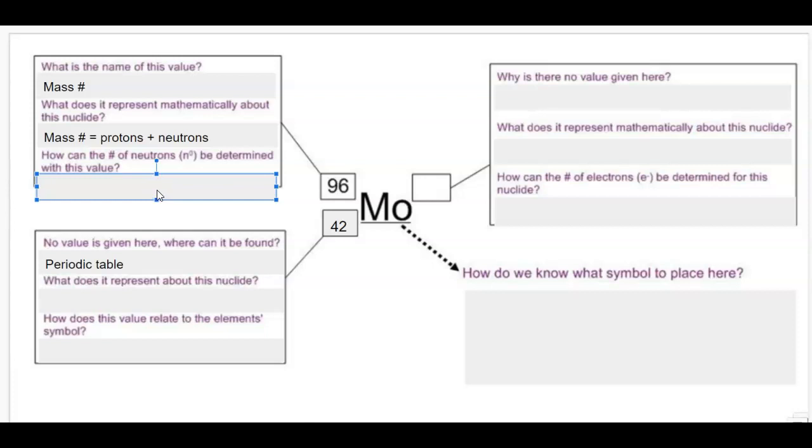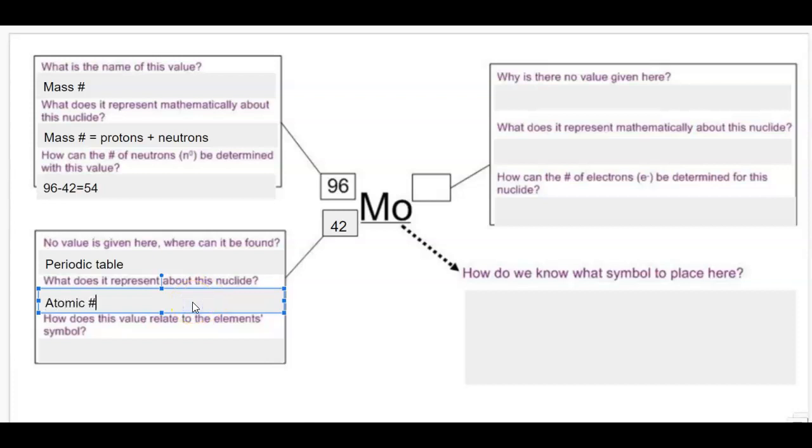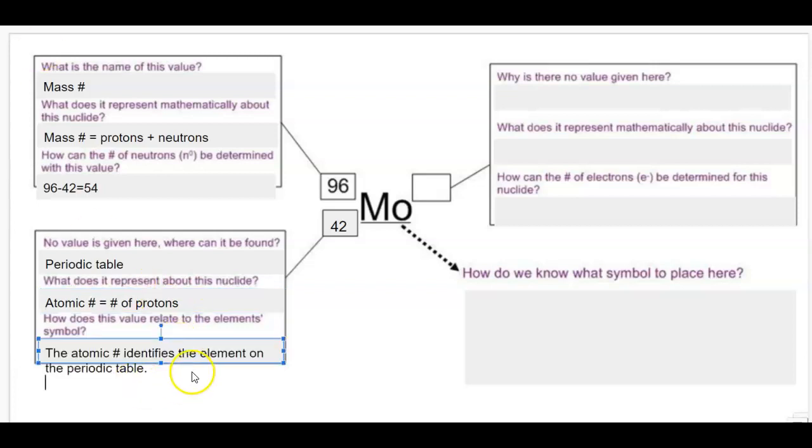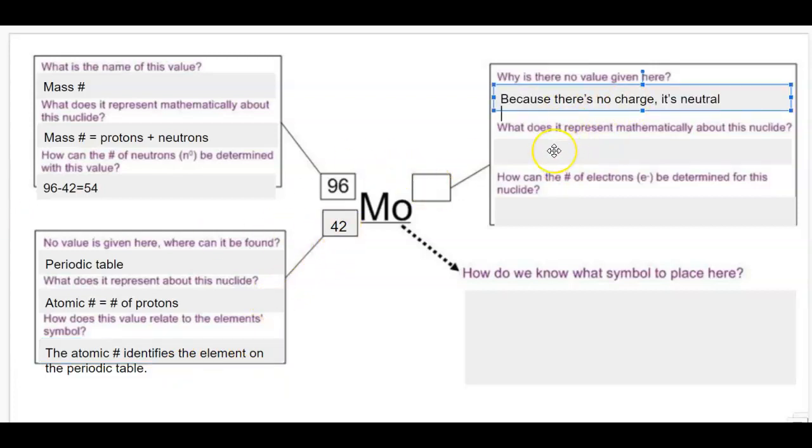Now we can figure out that the mass number of 96 minus the atomic number 42 is equal to 54. Okay, what does this number represent about the nuclide? It's the atomic number, which equals the number of protons. How does this relate to the element symbol? The atomic number identifies the element on the periodic table. Why is there no value given here? Because there's no charge, it's neutral.